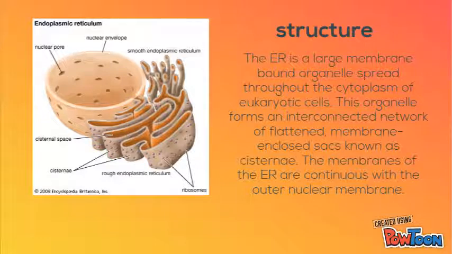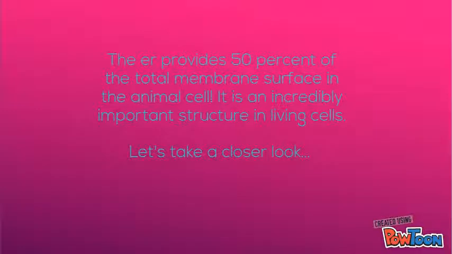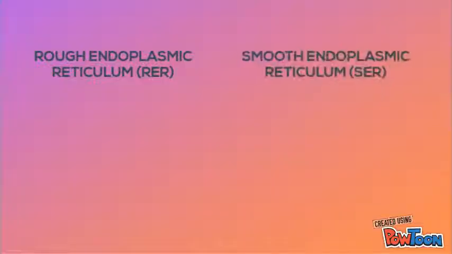The membranes of the ER are continuous with the outer nuclear membrane. The ER provides 50% of the total membrane surface of the animal cell. It's an incredibly important structure in living cells. Let's take a closer look.